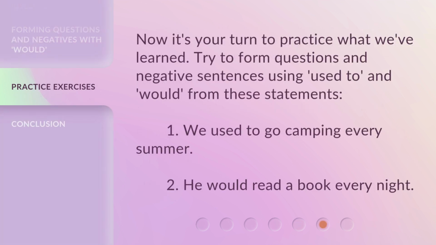Now it's your turn to practice what we've learned. Try to form questions and negative sentences using used to and would from these statements. 1. We used to go camping every summer. 2. He would read a book every night.